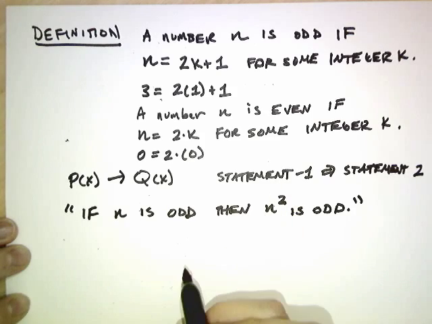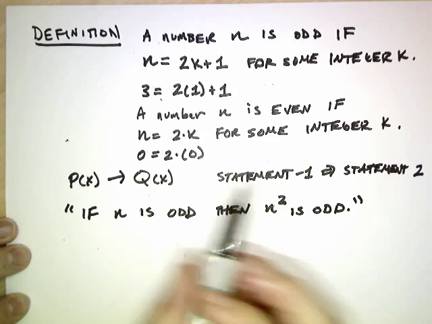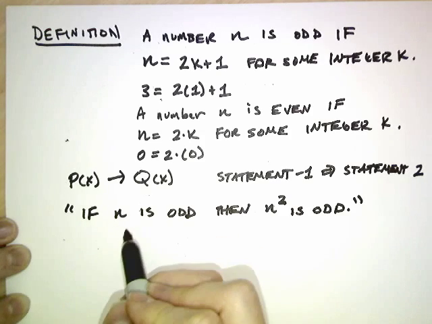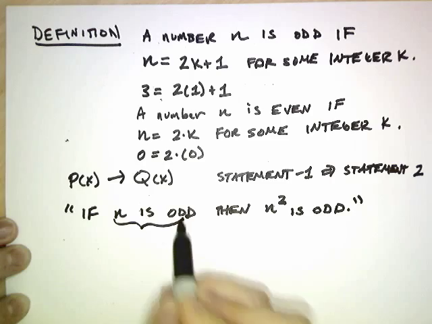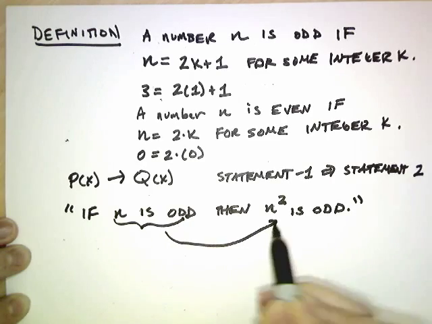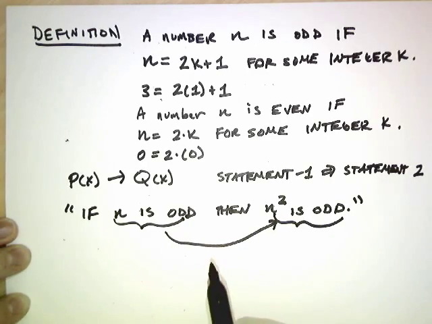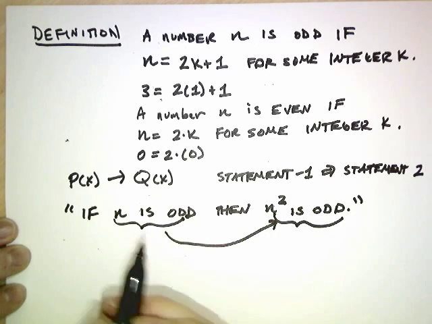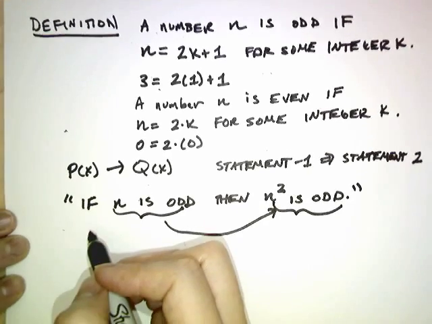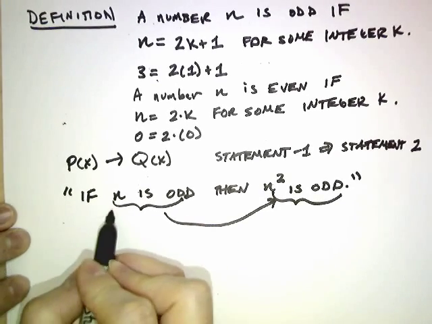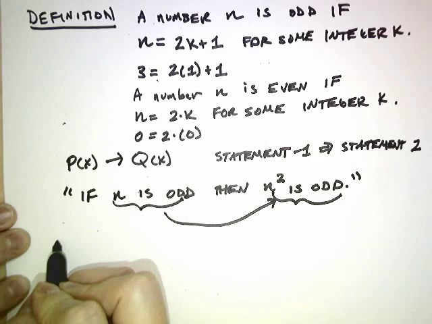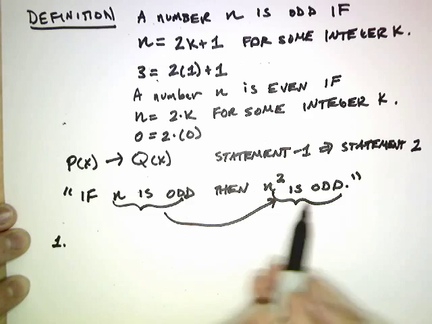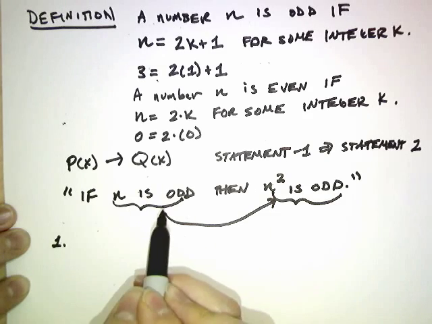This might seem obvious to you, but bear with me. I'd like to give a formal mathematical proof. And you can see that what we're really proving here is the statement n is odd implies n squared is odd. So we're proving that mathematical statement 1 implies mathematical statement 2. What's the first step when we'd like to prove something like this? Well, since we want to prove that if n is odd, then n squared is odd, we should assume that n is odd.